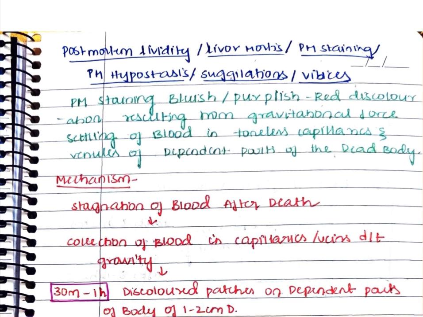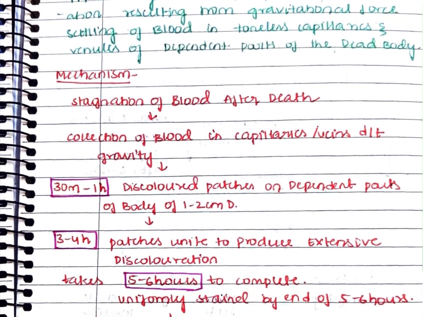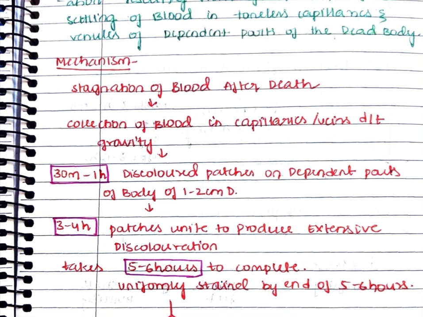So postmortem staining is a bluish or purplish red discoloration resulting from the gravitational force. Settling of blood is seen in the toneless capillaries and venules of the dependent parts of the dead body. So mechanism, how does this happen? It is because of stagnation of blood after death. Because after death the ATP cannot function, the muscle cannot contract, the blood cannot move further. So there will be stagnation of blood.